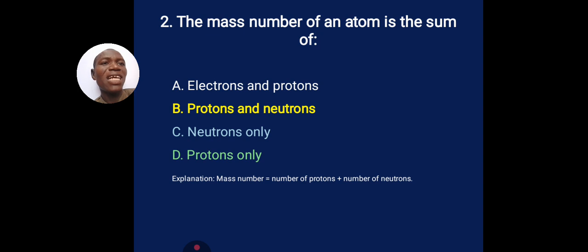The second question says, the mass number of an atom is the sum of what? Listen carefully, we have 30 questions in total. If you want to get the mass number, what do you add? The correct answer is protons and neutrons. If they say protons are 10 and neutrons are 12, what's the mass number? 22, which is just the sum of protons and neutrons. That gives you the mass number. Do not forget this very important formula: mass number is equal to the number of protons plus the number of neutrons.